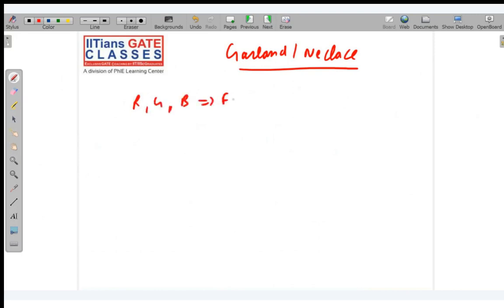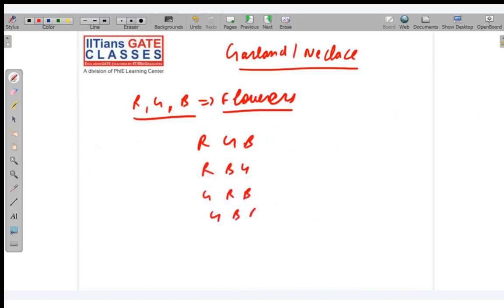Okay, we have 3 flowers of different colors, and if we want to arrange them linearly, obviously we will be having 3 factorial ways. So red, green, blue, red, blue, green. Sorry, let me write it properly. Red, green, blue, then red, blue, green, then green, red, blue, green, blue, red, and the last will be blue, green, red, blue, red, green. Okay, I think you have got it. So first I will fix R and then GB, BG, then I will fix G, then RB, BR. Next I will fix B, then GR, RG.